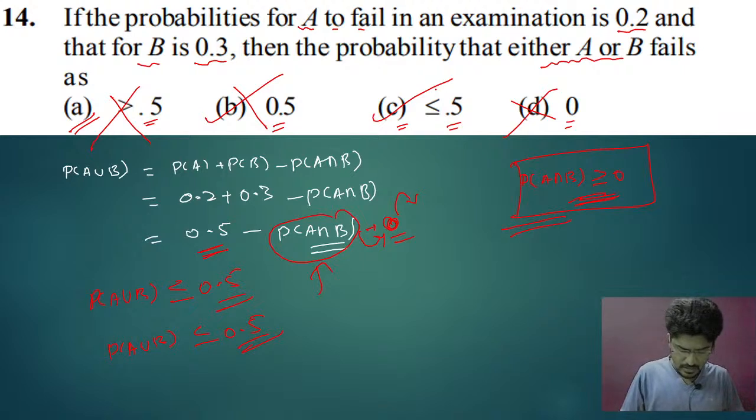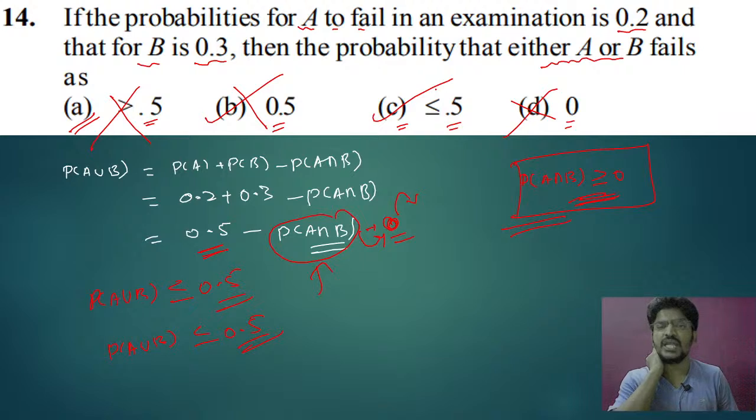Clear? So now you can see that option A is deleted, option B is deleted, option D is deleted. Now we are going for option C. So from this you can see that our answer is lesser than or equal to 0.5. Clear? Okay.